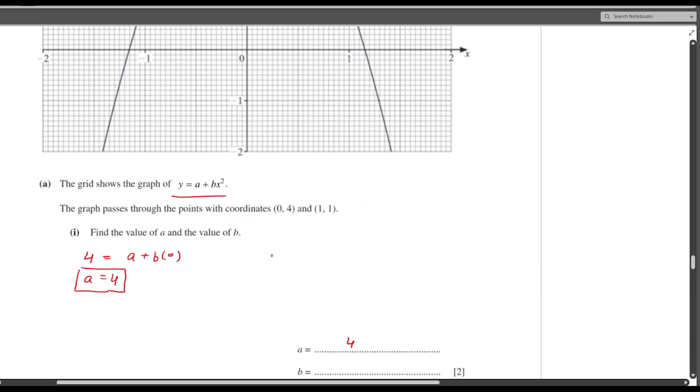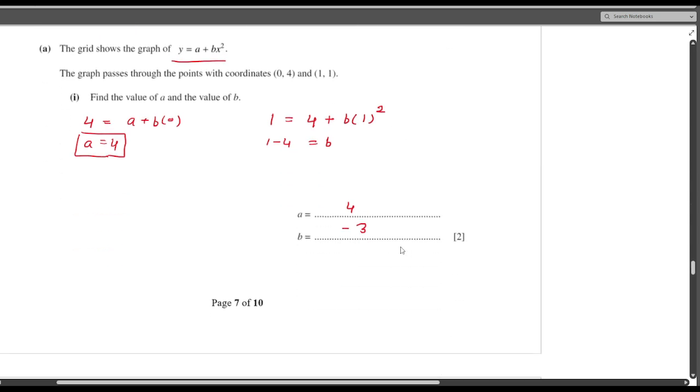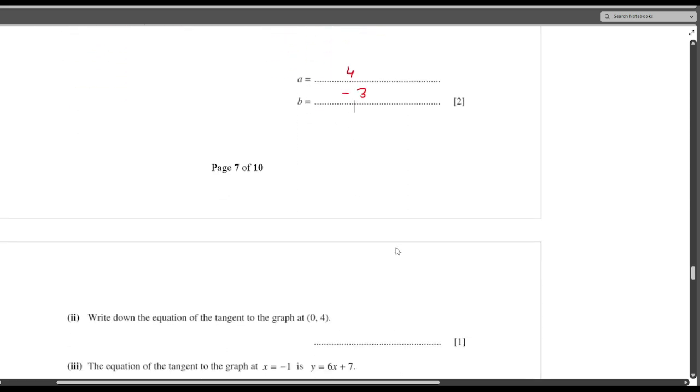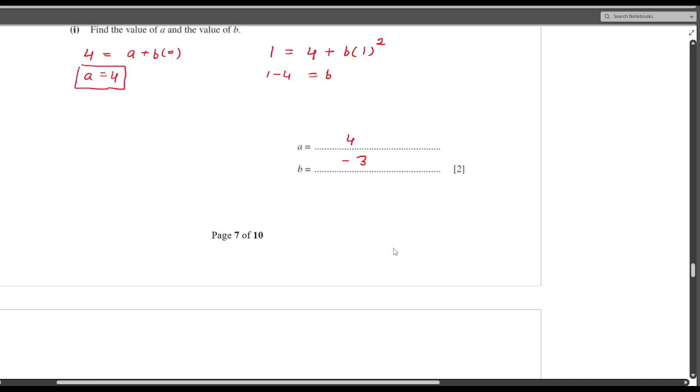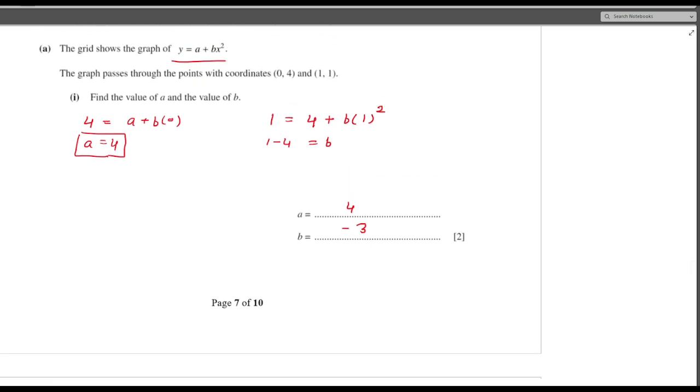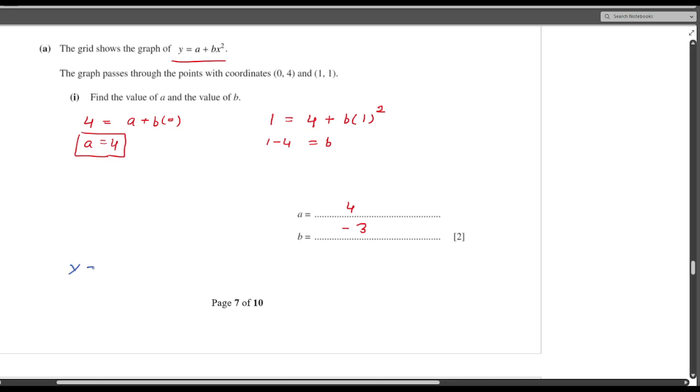Now 1 comma 1, so y is 1, a this time is 4, plus b times 1 square. So I will say 1 minus 4 is equal to b. So the value of b is what? 1 minus 4, which is minus 3. So a is 4, b is minus 3. You can rewrite your equation here. So my equation is y is equal to 4 minus 3x square.